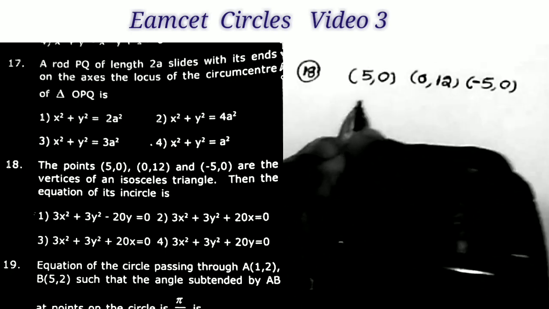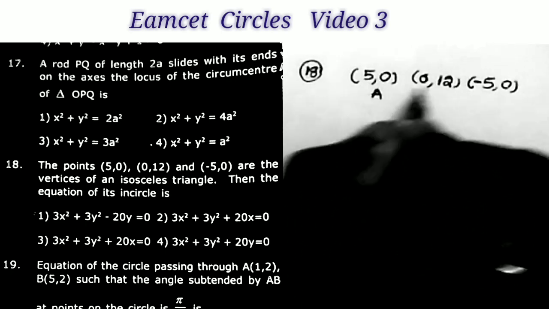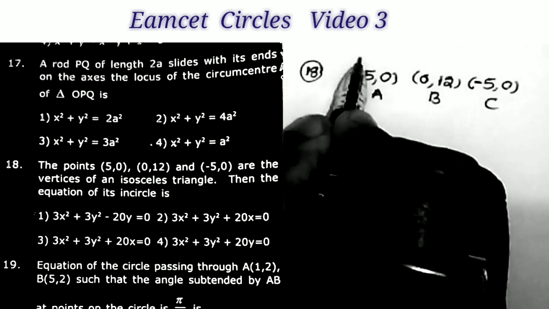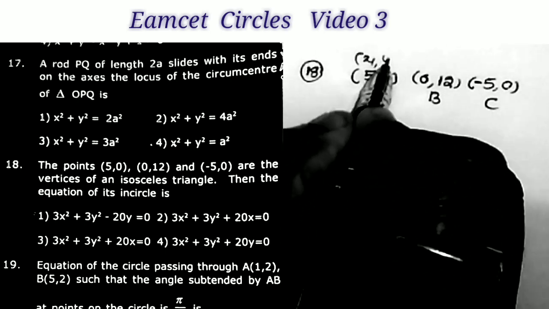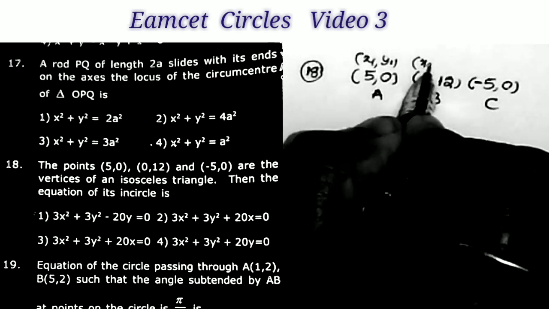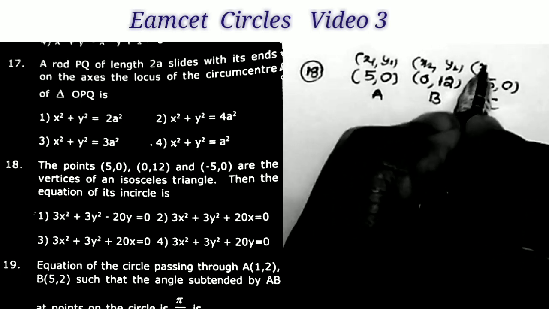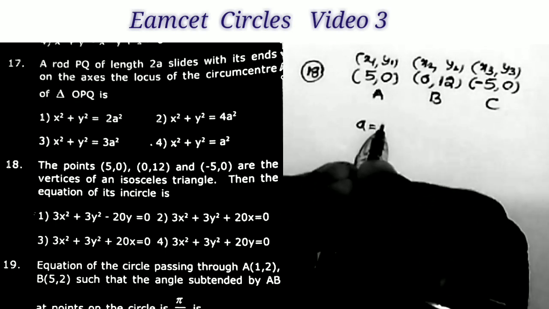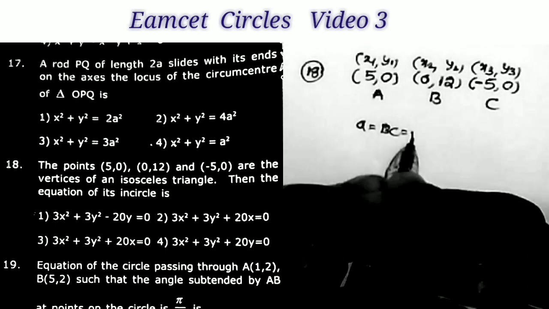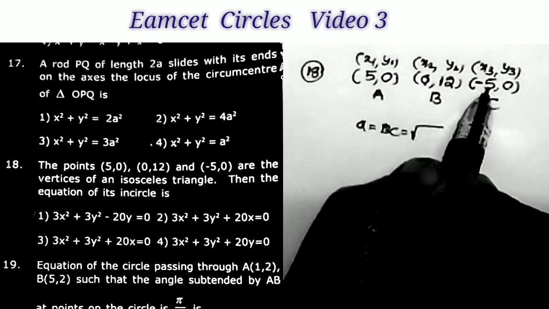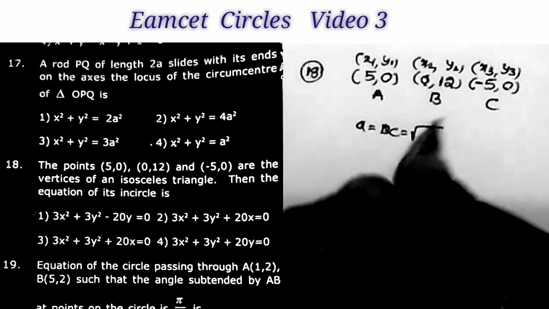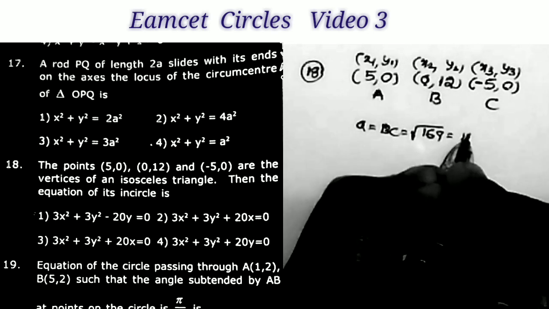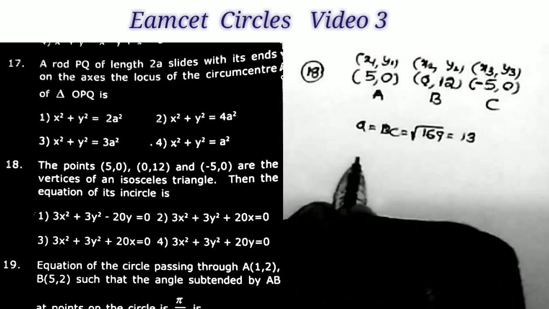See here. First I take this point as A, this point as B and this point as C. Suppose this is x1, y1, this is x2, y2, this is x3, y3. Now first I find the distances a, b, c. What is small a distance? BC. What is the BC distance here? 0 plus 5 whole square plus 12 minus 0 whole square, that is 25 plus 144, 169, under square root that is equal to 13.